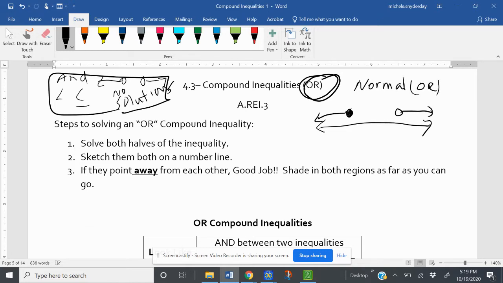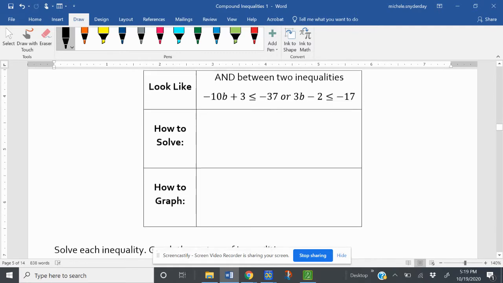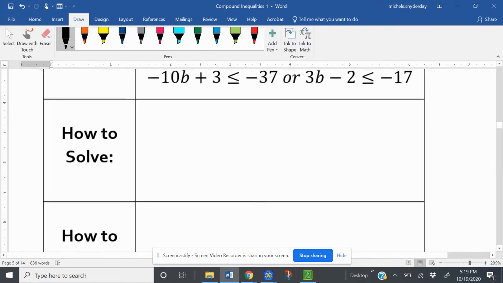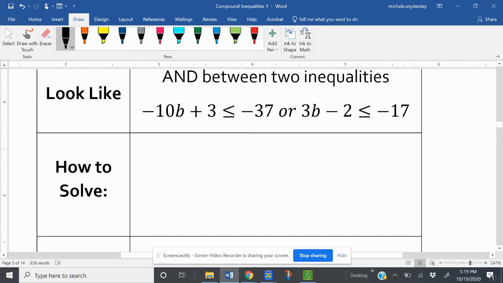And here we go. It looks like this. They are separated by the word or. That means you are expecting them to go in opposite directions. How to solve? Well, one at a time, just like we would the ands. So our first one, we want to subtract 3 on both sides. And that gives us negative 10b is less than or equal to negative 40.